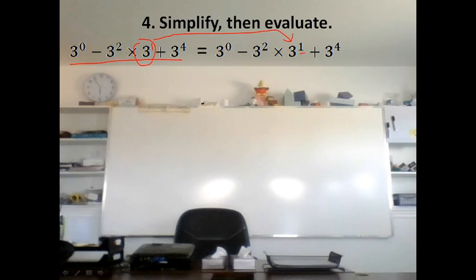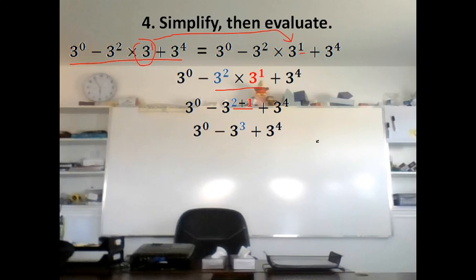Now you can use the exponent laws to solve for multiplication. So here we have 3 to the power of 2 times 3 to the power of 1. And this will give us 3 with an exponent of 2 plus 1, which gives us the single power of 3 to the power of 3. And now we have no more multiplication or division.